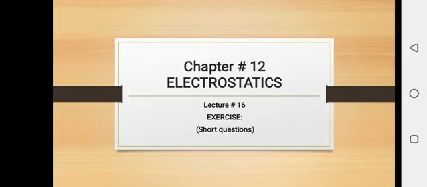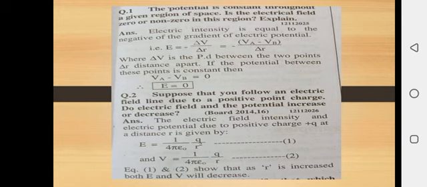Today we will learn the answers of short questions of the exercise. First short question is, the potential is constant throughout a given region of space. Is the electric field zero or non-zero in this region?